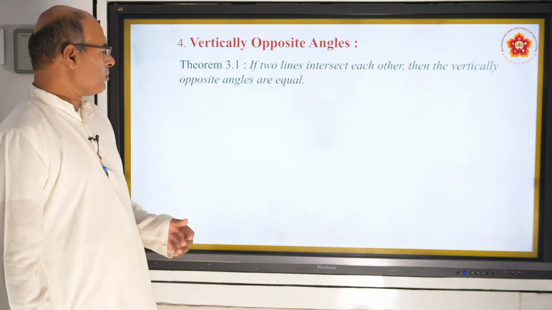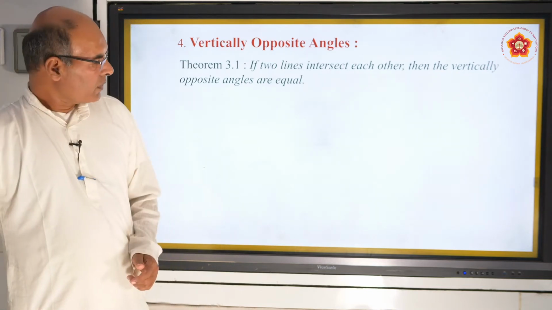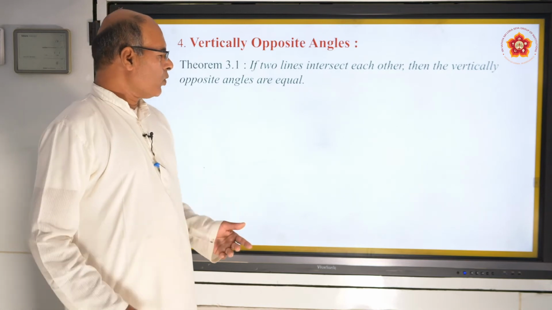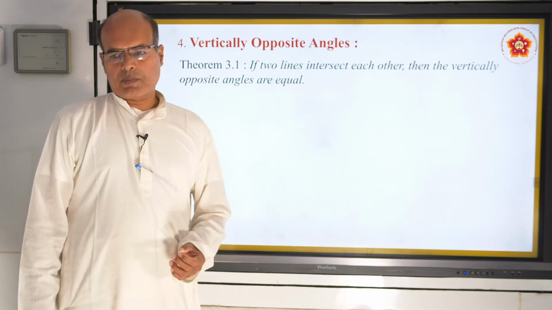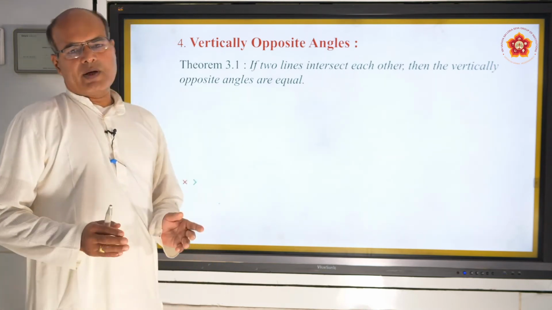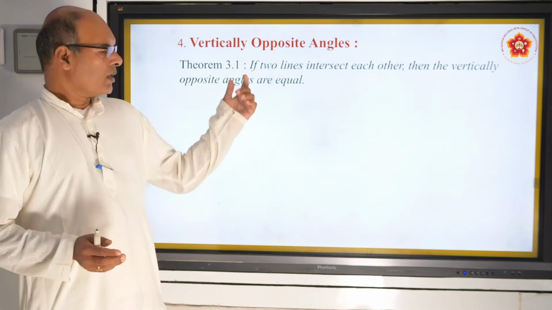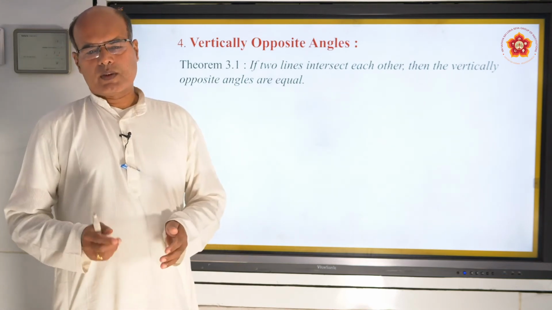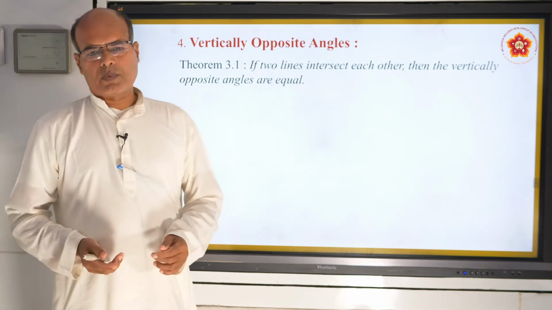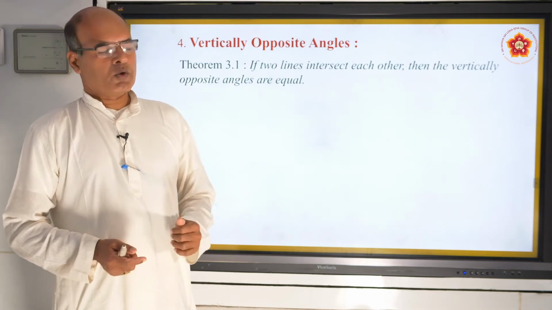Do you know what a theorem is? With the help of axioms and known definitions, if we prove some statements, those statements are called theorems. So let us prove this theorem. The statement of every theorem consists of two parts. One part is called the hypothesis part: reading the statement, something we have to assume. The other part is called the conclusion part: something we have to prove.